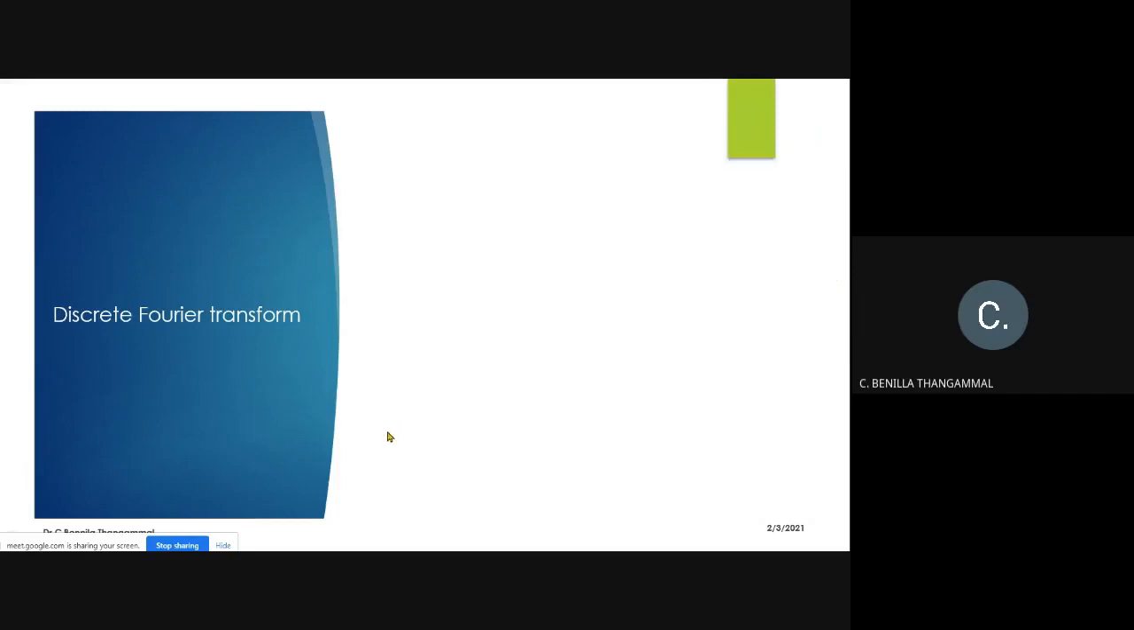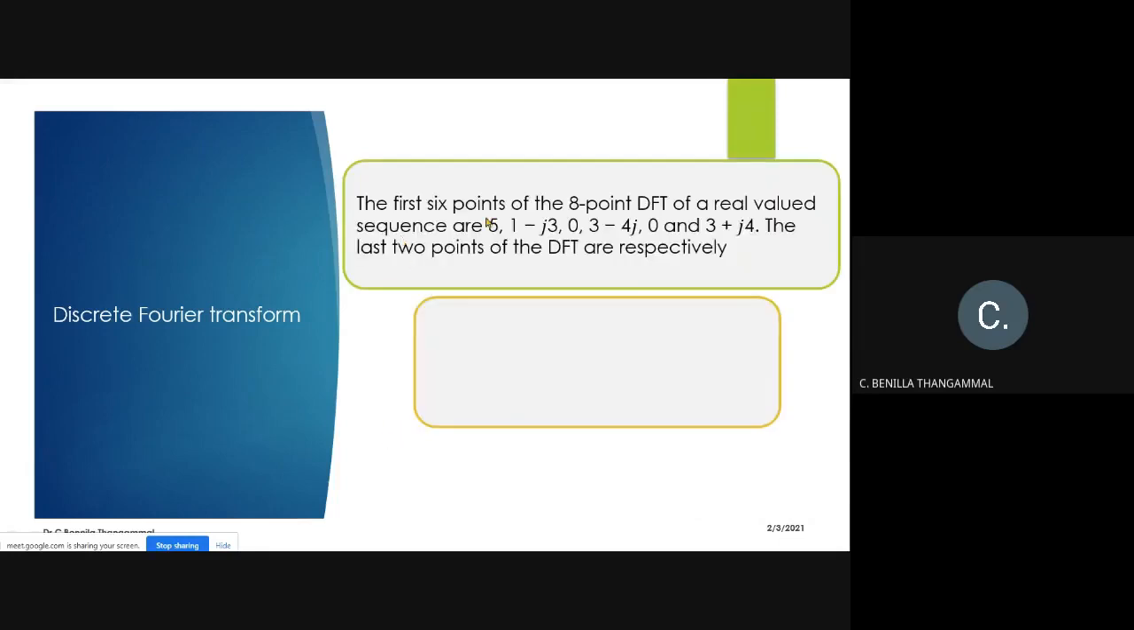So next one: the first 6 points of an 8-point DFT of a real valued sequence are given as 5, 1 minus 3j, 0, 3 minus 4j, 0 and 3 plus 4j. They ask you to find the last 2 points of the DFT, right? They have given 4 options. So here, in an 8-point DFT, the first value and the fifth value will be the unique values.